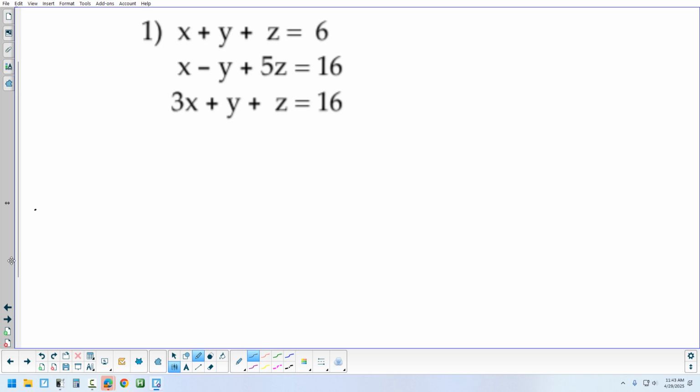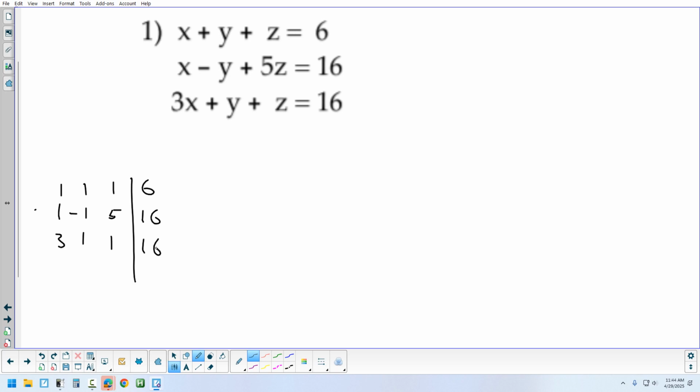As we write this down, what is our first goal when we're trying to set up our matrix? We're trying to get a what number in what spot? A 1 in row 1, column 1. Do we already have that? Yes. Perfect. Then let's copy that down just the way it is. We're not going to do any swap. 1, 1, 1, 6, 1, -1, 5, 16, and 3, 1, 1, 16.